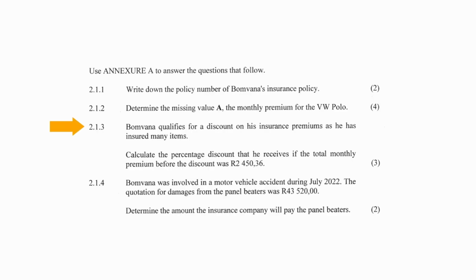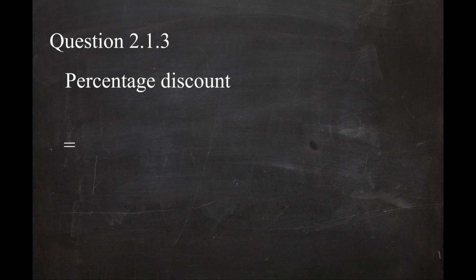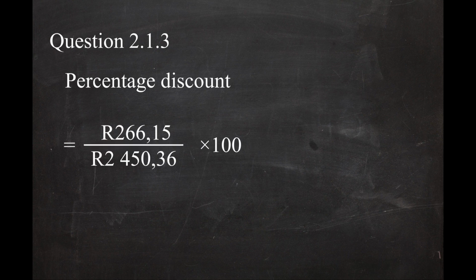In question 2.1.3, it is stated that Bomvana qualifies for a discount on his insurance premiums as he has insured many items. You will have to calculate the percentage discount that he receives if the total premium before the discount was R2,450.36. From Annexure A, the total discount is given as R266.15. This value as a percentage of the monthly premium before the discount is R266.15 divided by R2,450.36 multiplied by 100, and this equals a percentage of 10.86%.